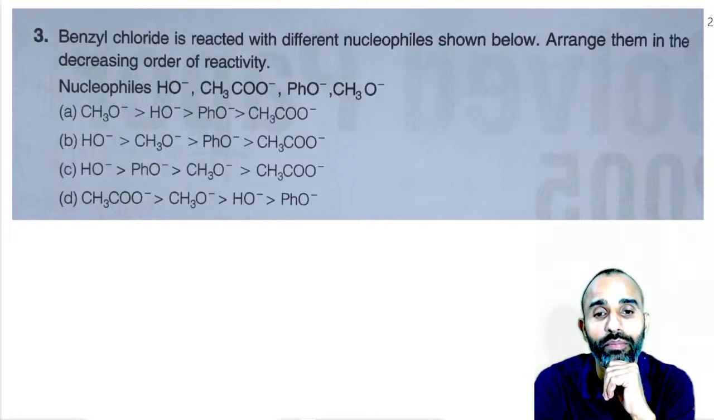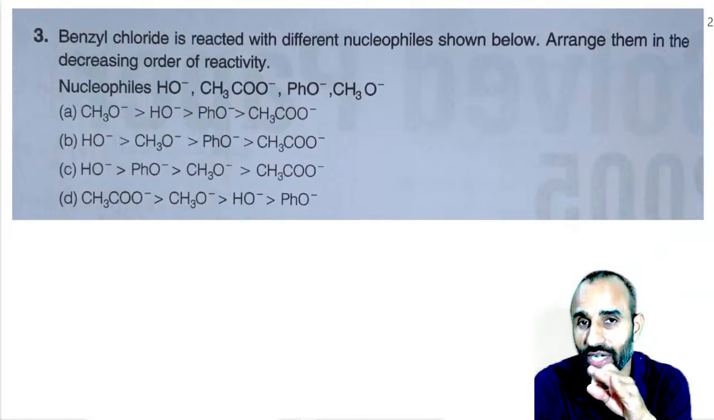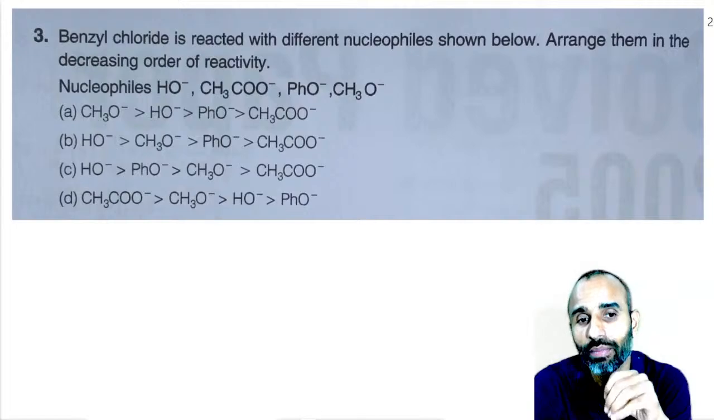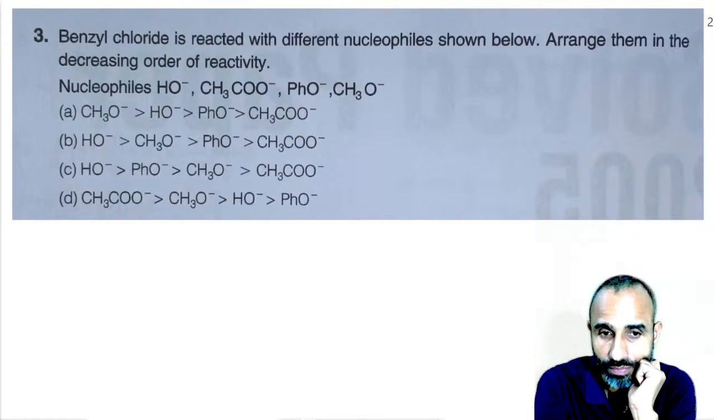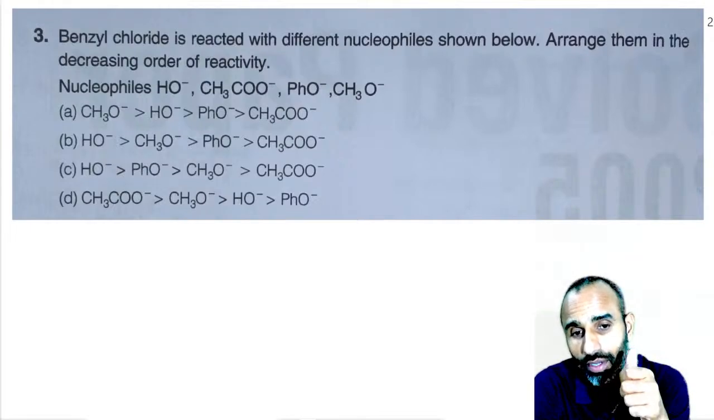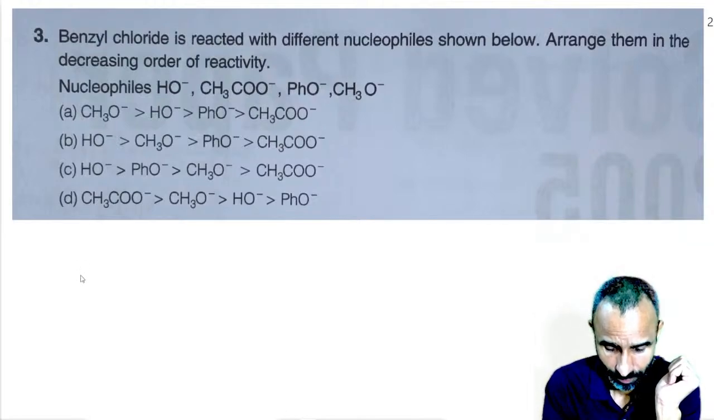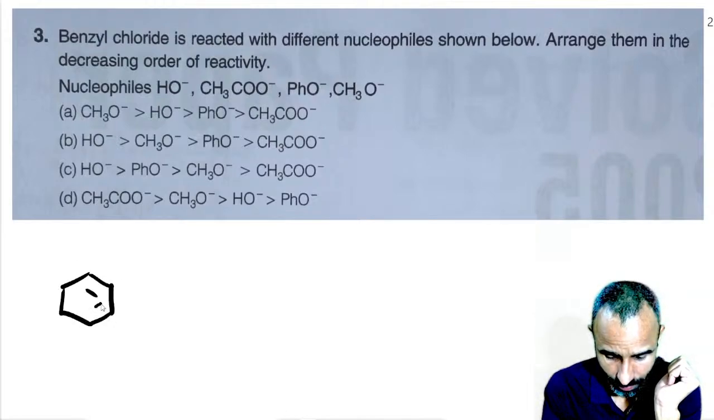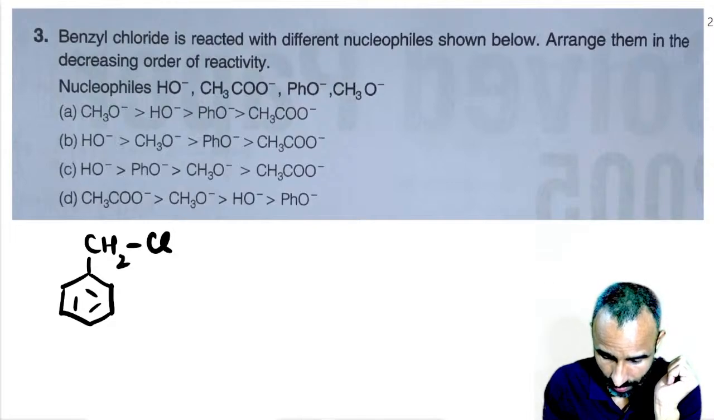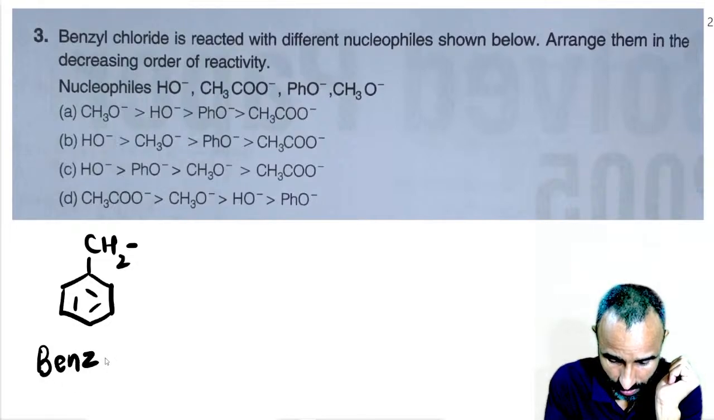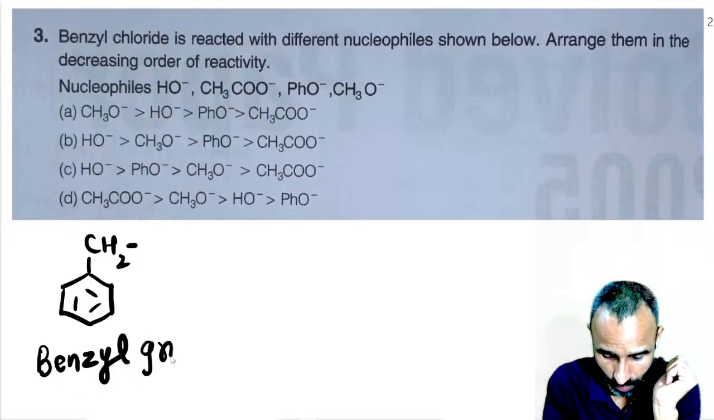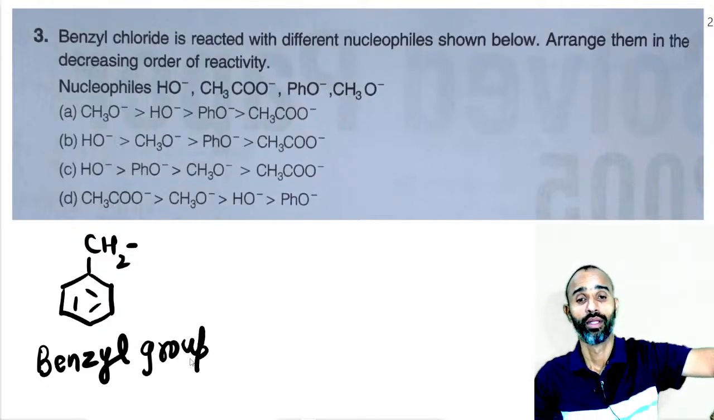Benzyl chloride is reacted with different nucleophiles. The nucleophiles are shown below. You have to arrange them in decreasing order of reactivity. Which nucleophile is stronger than the other? Benzyl chloride meaning, sir, CH2Cl on benzene, right? Yes. This is benzyl chloride. This is the benzyl group.